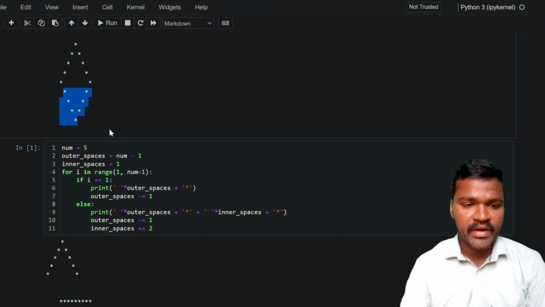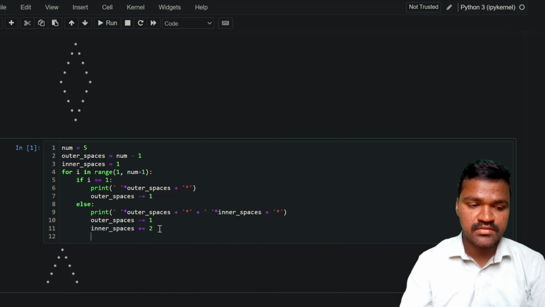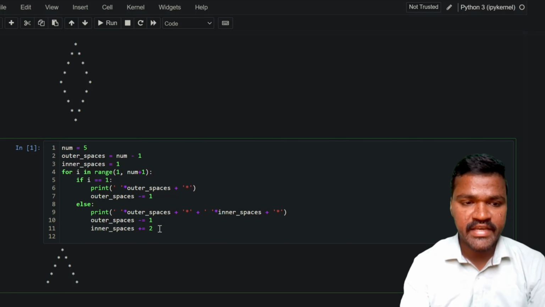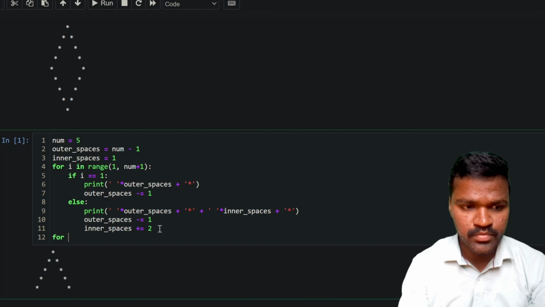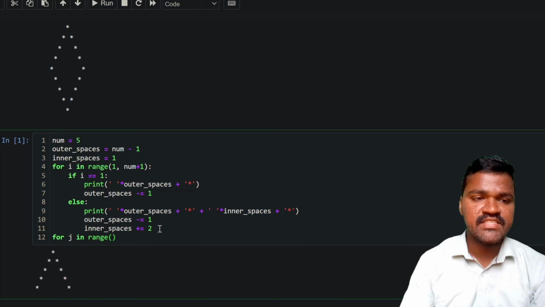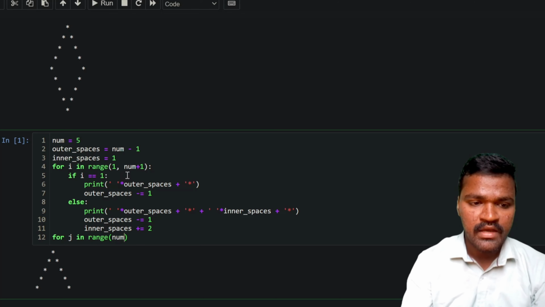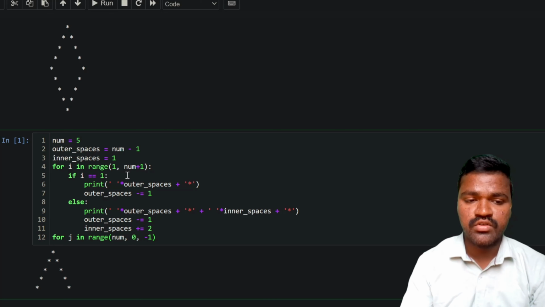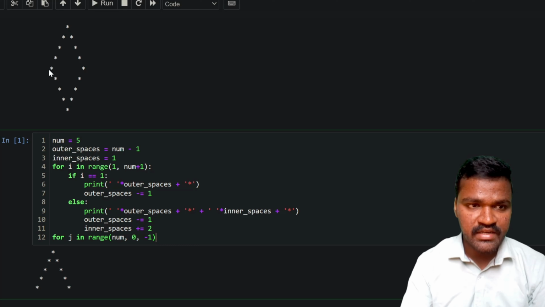To get this below pattern, I will take one more for loop. I will use j here. For j in range, I will generate a range of values from number till 0, and on each iteration I want to reduce it by -1. So if I take this number to 0, I will start with this particular row, and I will keep generating.